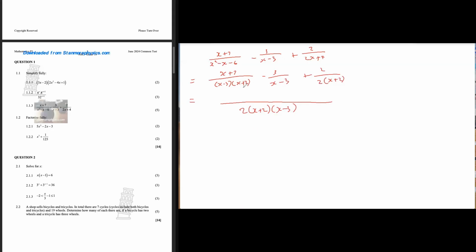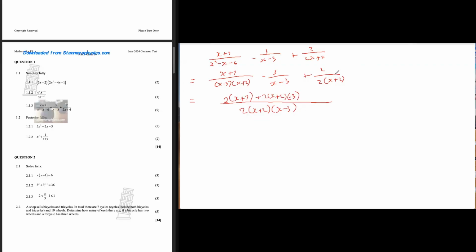So when we're using the lowest common denominator, we're going to check this denominator. When we divide this entire denominator by this, we're left with just 2. So we use what's left over times the numerator of that term. Okay, so that's 2 into x plus 7. We do the same here, divide that. So x minus 3 and x minus 3 will be cancelled out and we're left with 2 into x plus 2 times 3. Or should we say, sorry, -3.